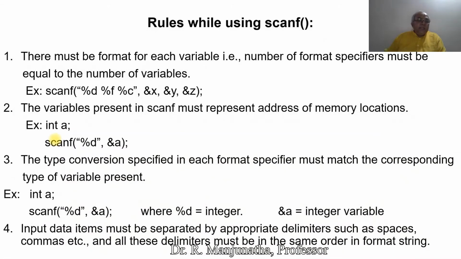Point number 3, type conversion: each format specifier must match the corresponding type of variable present. So if it is int a, it should be %d with &a, where %d is for an integer and &a is the integer variable. Point number 4, input data items must be separated by appropriate delimiters such as spaces, commas, etc. And all these delimiters must be in the same order in the format string.